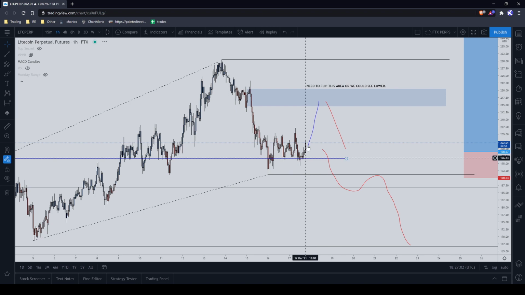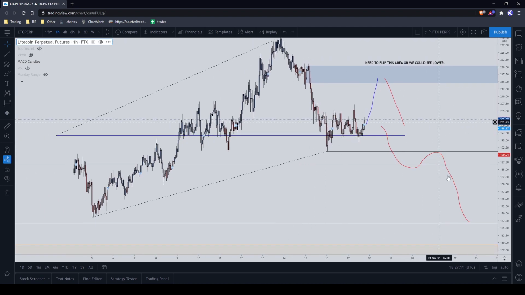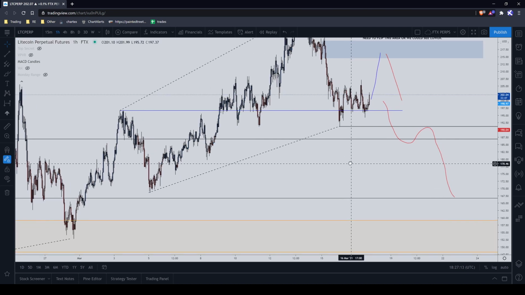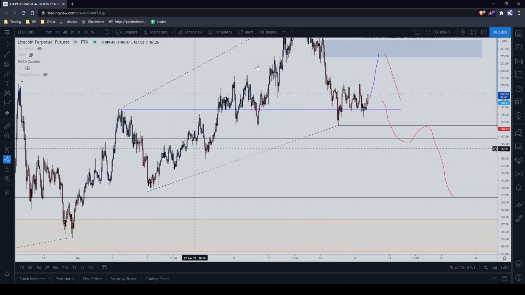Same thing here. If we flip blue and then flip red at what was a supply zone that led to this move down, that could give us these lower levels towards the inception of this move upward.